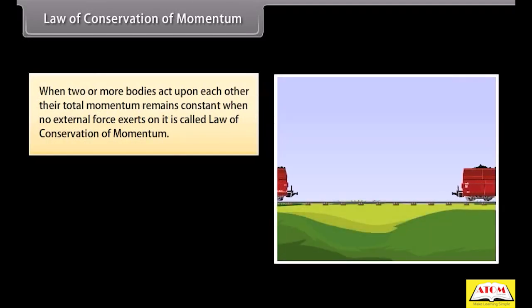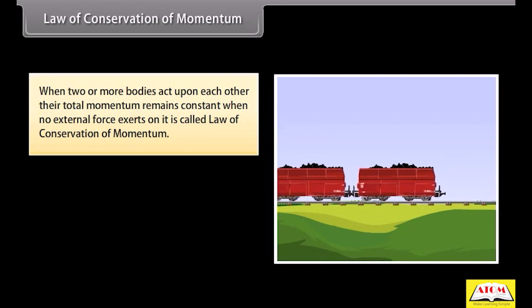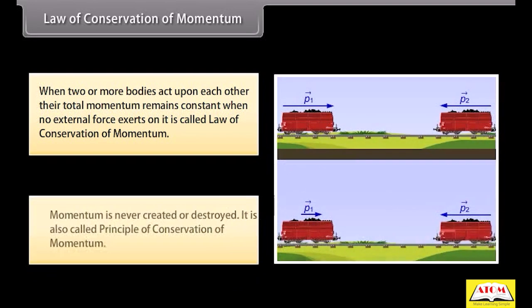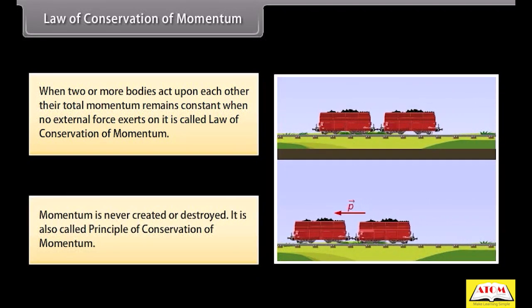Law of conservation of momentum. When two or more bodies act upon each other, their total momentum remains constant when no external force acts on it, is called law of conservation of momentum. Momentum is never created or destroyed. It is also called principle of conservation of momentum.